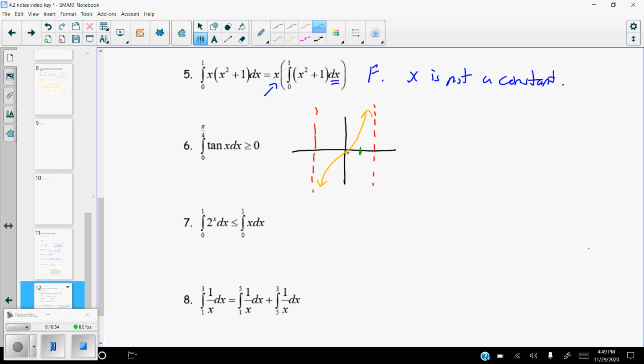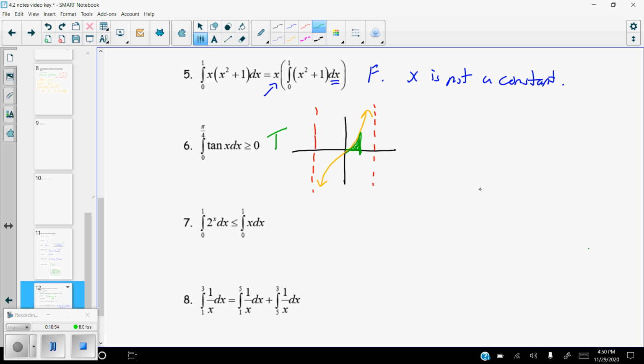The integral from 0 to pi fourths is going to be the area. Whoops. It's not supposed to be below the x-axis there. The area right there. So that is all going to be positive area, so that is a true statement. But again, it really just helps to know what the graph of tangent looks like.